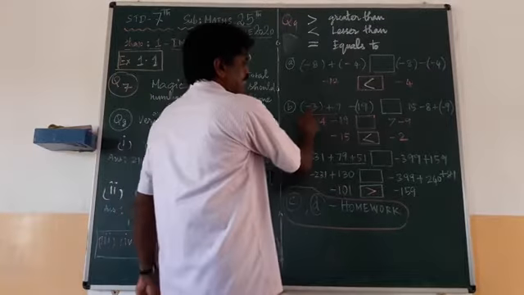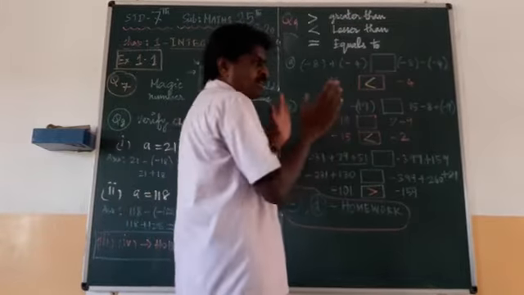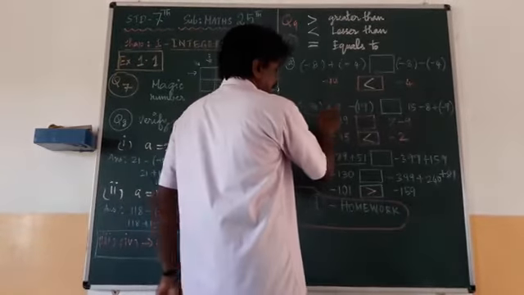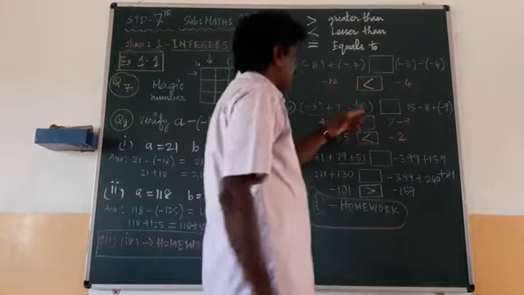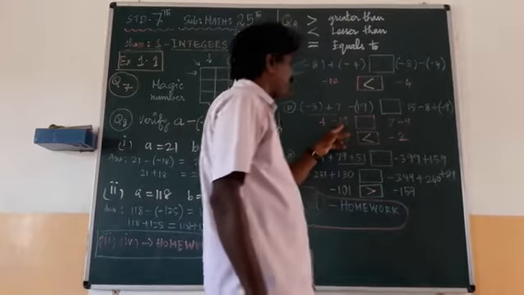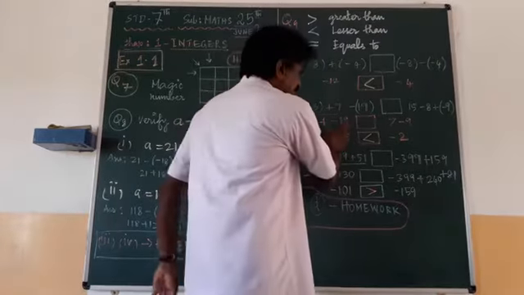What is that? Minus 3 plus 7. Plus minus is there, you have to subtract. So 7 is greater. 7 minus 3 is 4. Then write, minus is there. Take it inside. So it will become minus 19. Then once again I am simplifying.